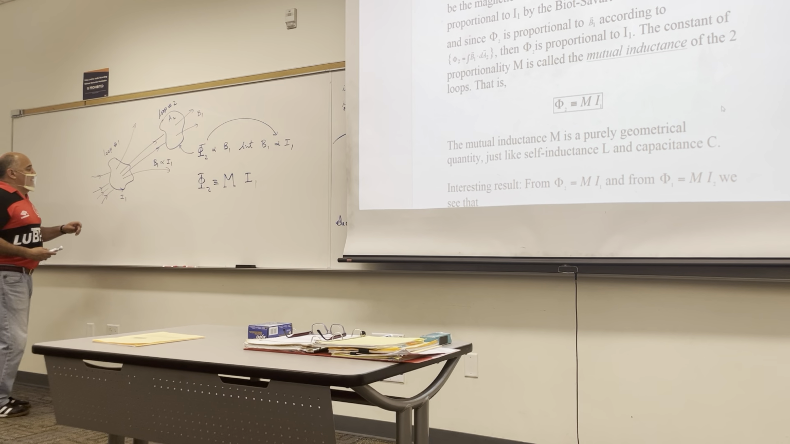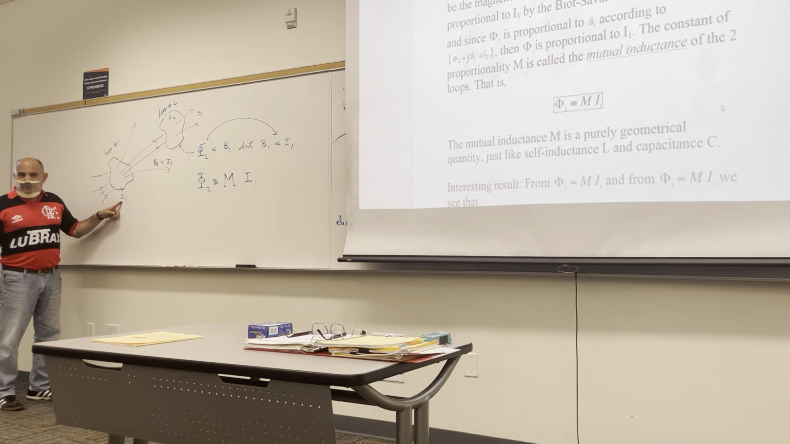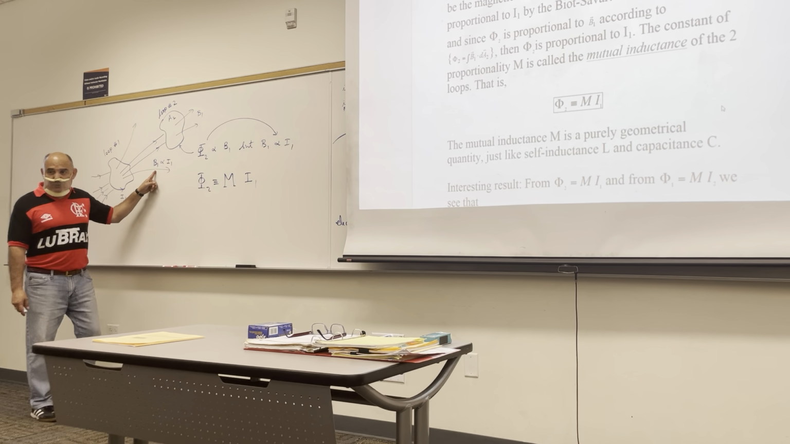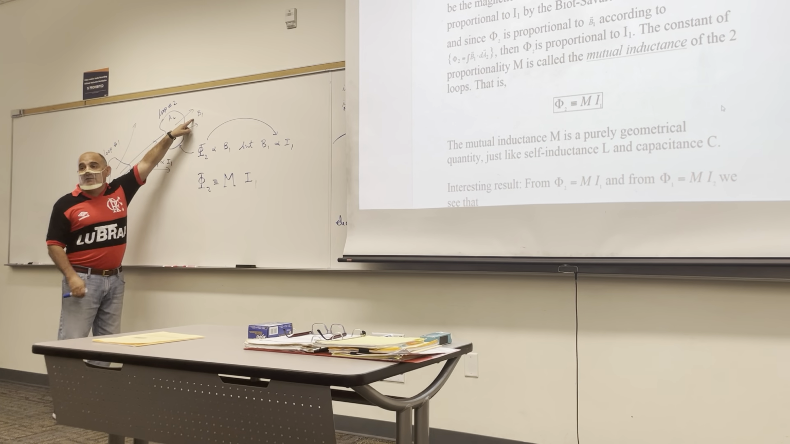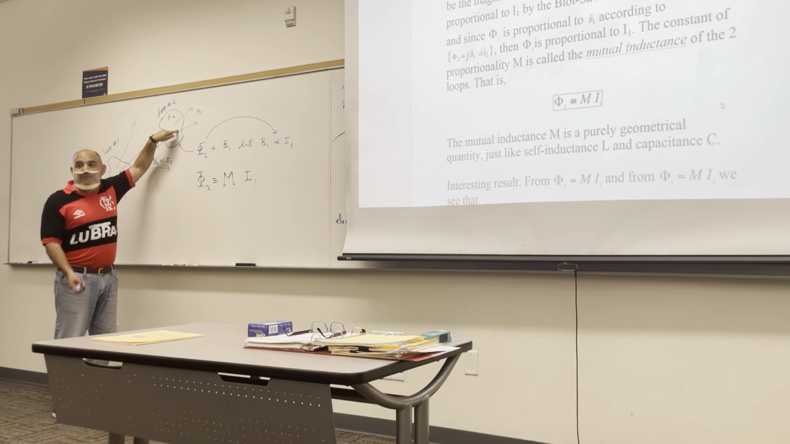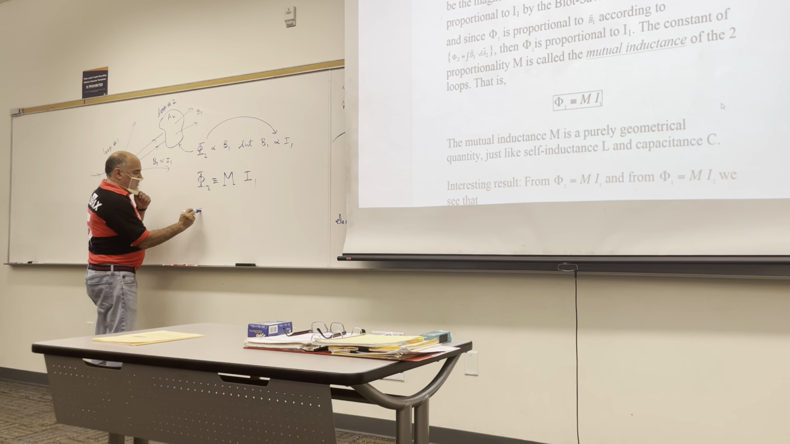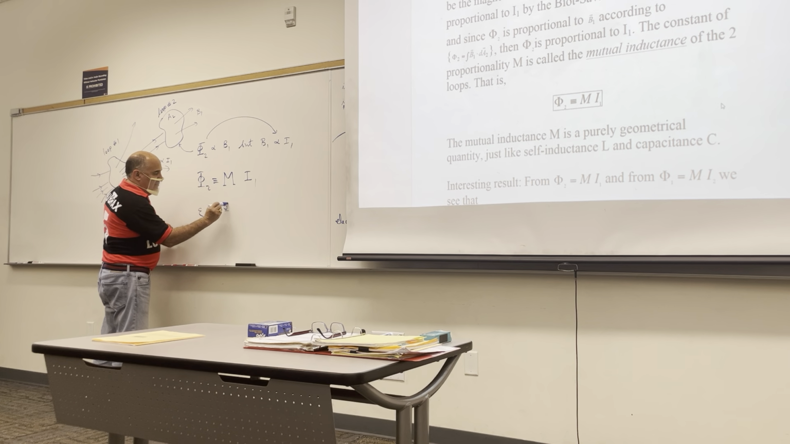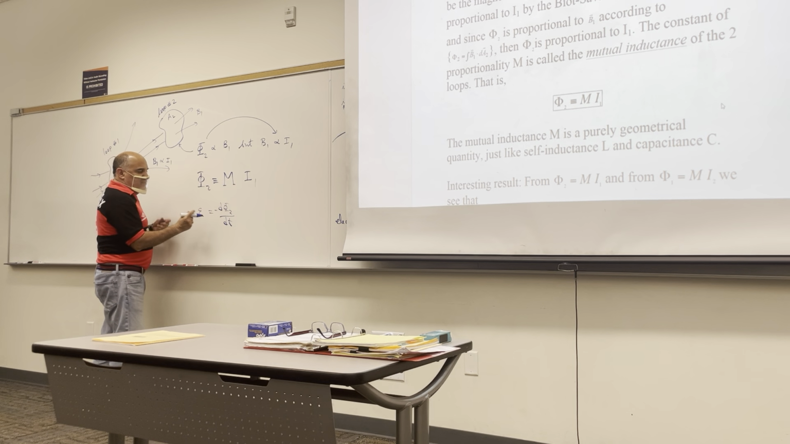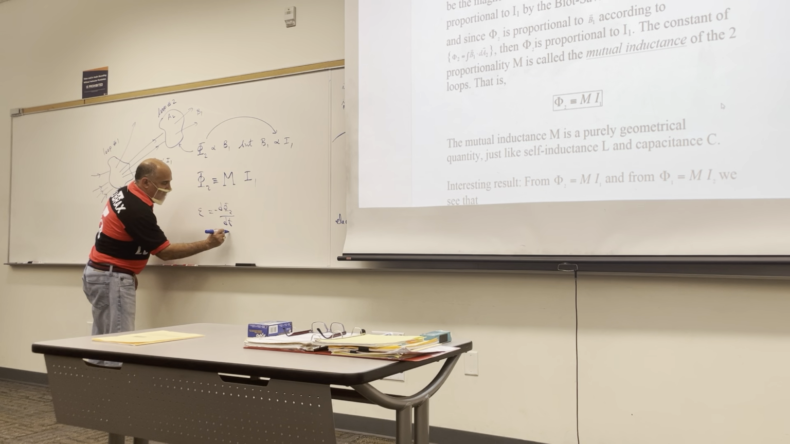And notice, what happens if the current changes in this loop? Then this magnetic field B1 is going to change, and if B1 changes, the flux through the other loop is going to change. And what happens if the flux through this loop changes? Then there's going to be an induced voltage, an EMF. The induced EMF is the derivative of the magnetic flux with respect to time. The minus sign shows that it will oppose the change in that flux. So this is minus M dI1/dt.